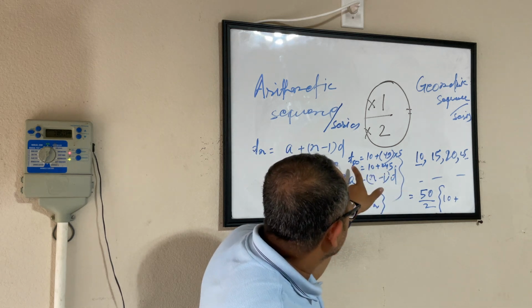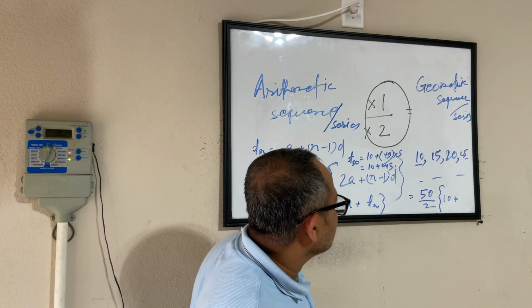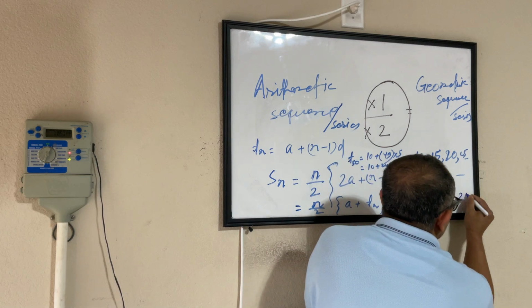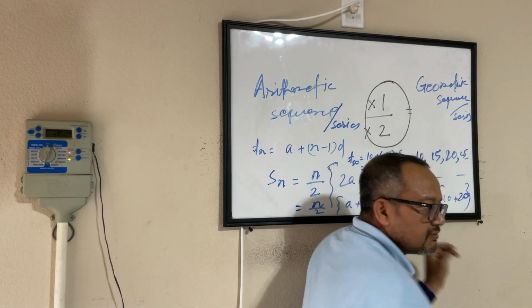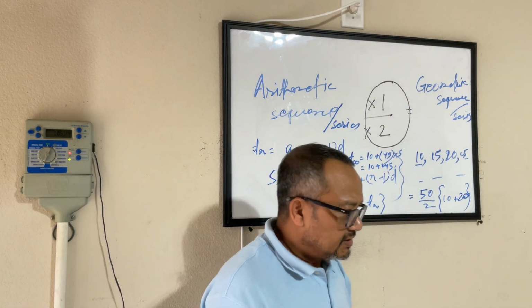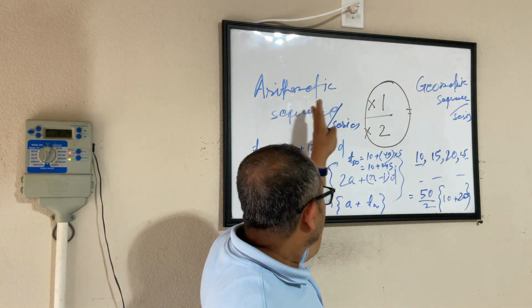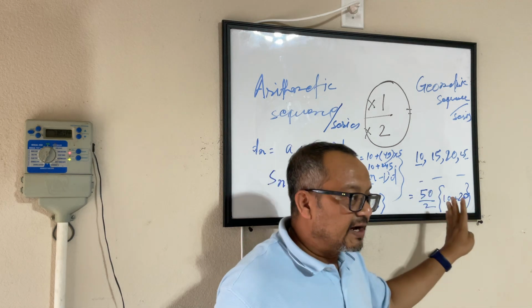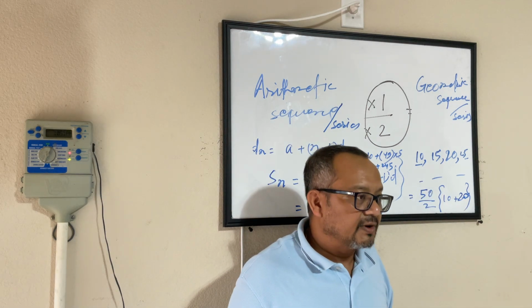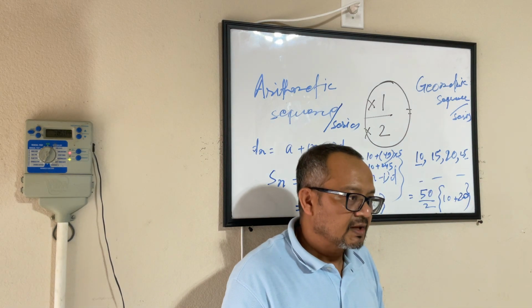So my 50th term is 10 plus 245, which is 255. So 10 plus 255, and I can do whatever calculation I want to do. This part is okay, right? So far, I'm just showing how the formula was derived and how we can apply it to find the sum of n terms.